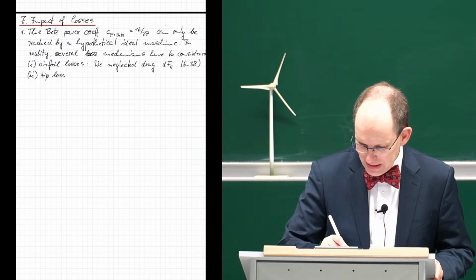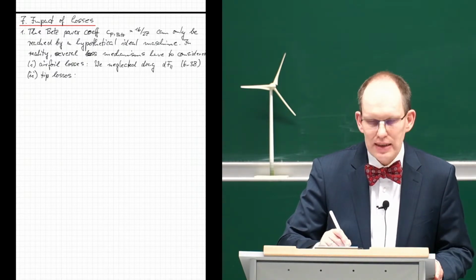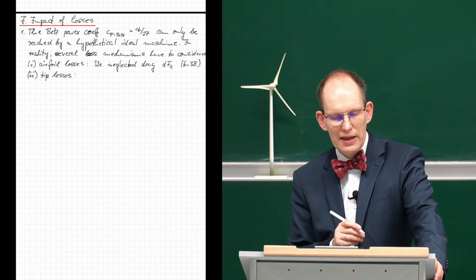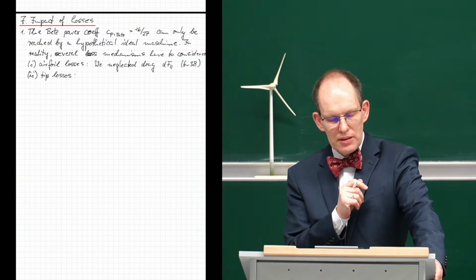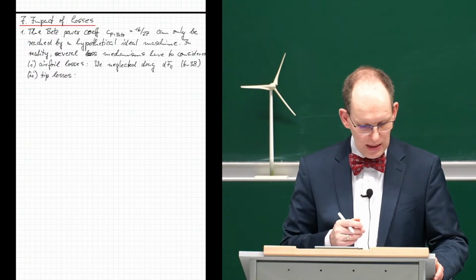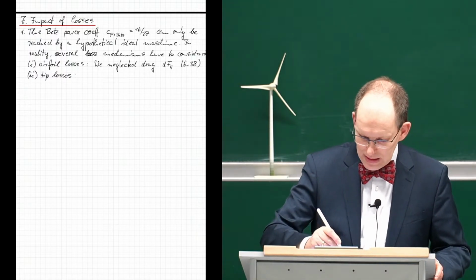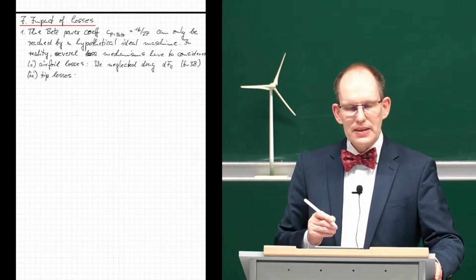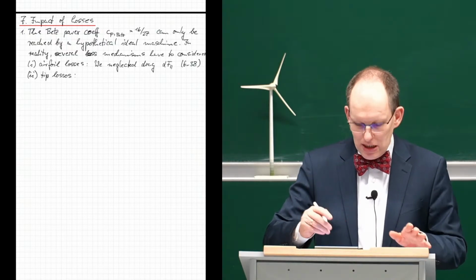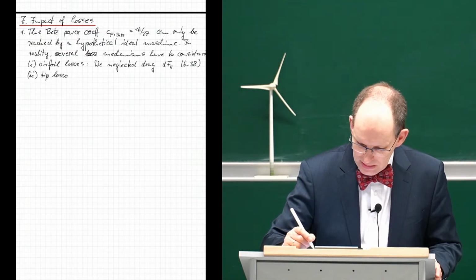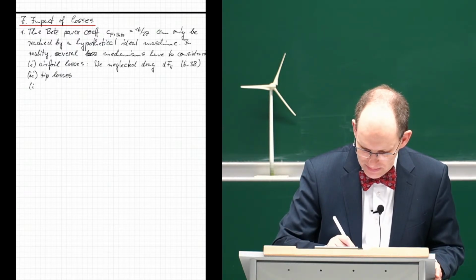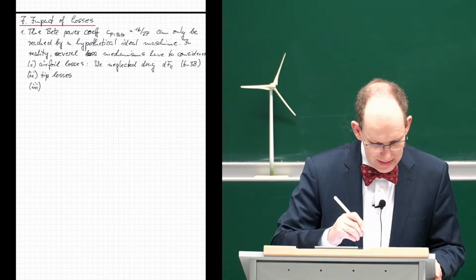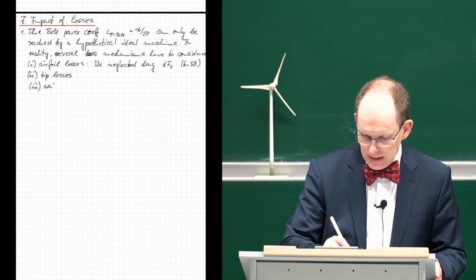The next one are tip losses. This is another nice story, not so easy to quantify. So we'll use a heuristic formula that goes back to Prandtl again in order to determine this. Let's just say tip losses. I'll explain the physics later, and instead continue with wake losses.